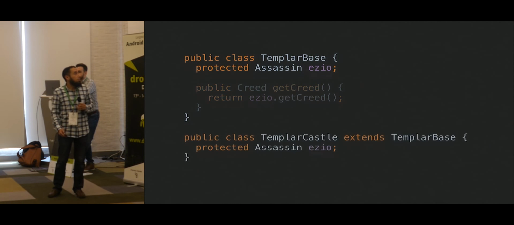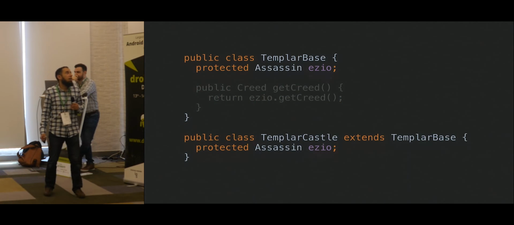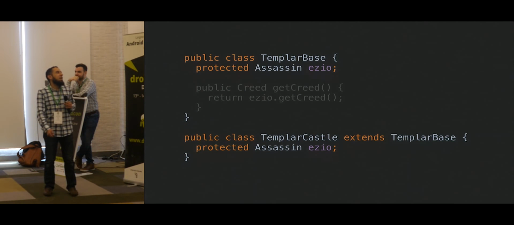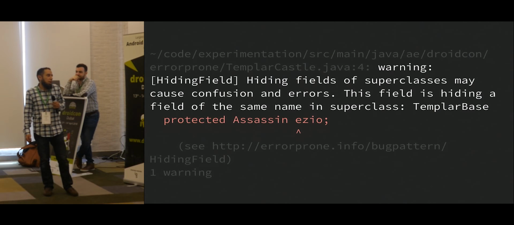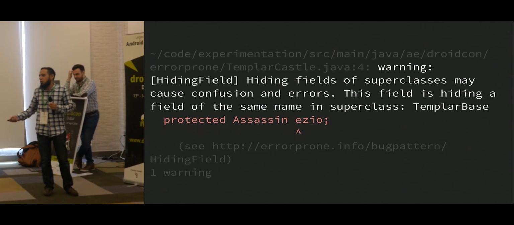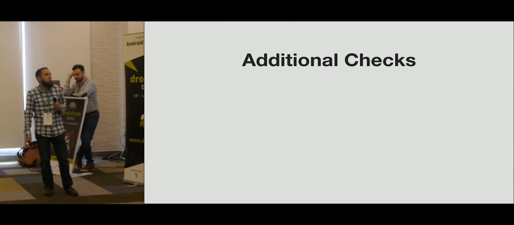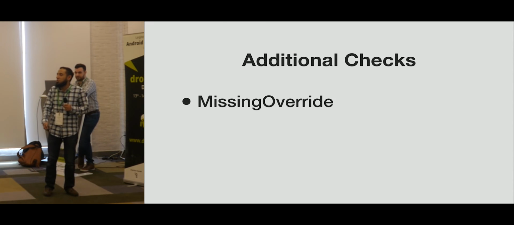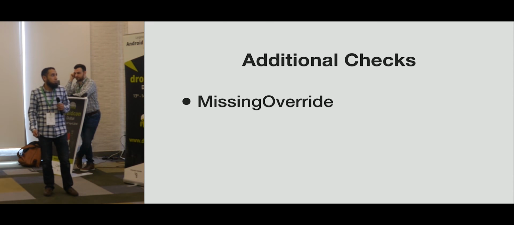Here's another example. I have this class, and it has an assassin in it. Then I subclass the class, and I have the same assassin in it. There's nothing fundamentally wrong with this code, but it's bad practice, right? The assassin should not live both in the parent class and in the subclass. It should live in one or the other. And Error Prone will tell you this. Again, it's super hard to catch in review, especially if the modification only happens to the subclass, not to the superclass, for example. Error Prone has a bunch of additional checks.